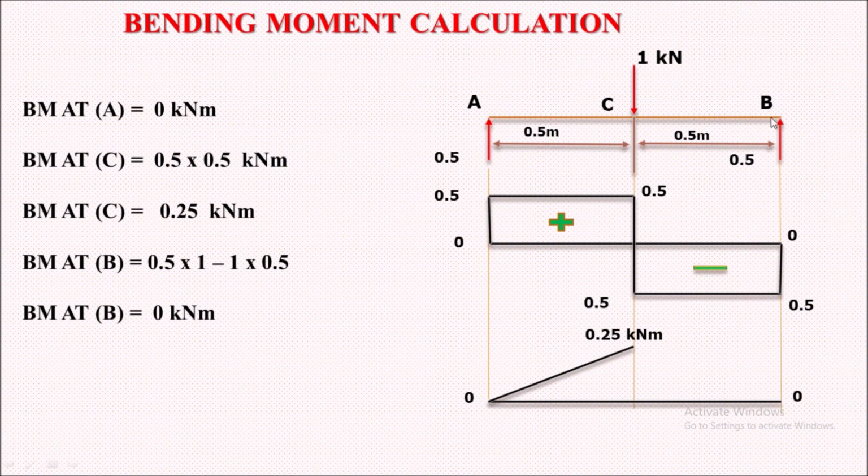Now let's move to point B. For the bending moment at point B, there are two forces, 0.5 and 1 kN. The 0.5 will create the clockwise moment and the 1 kN load will create the anti-clockwise moment. The 0.5 will be at a distance of 1 meter from B and the 1 kN at a distance of 0.5 meter. On solving, the bending moment at point B will be 0 kN·m. So here it will again move to 0.